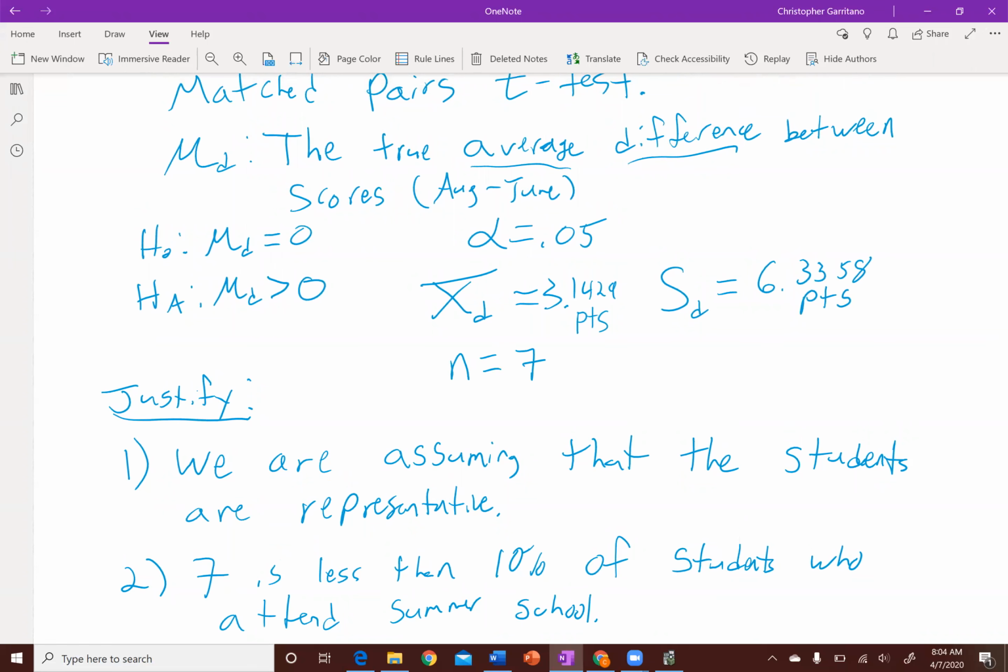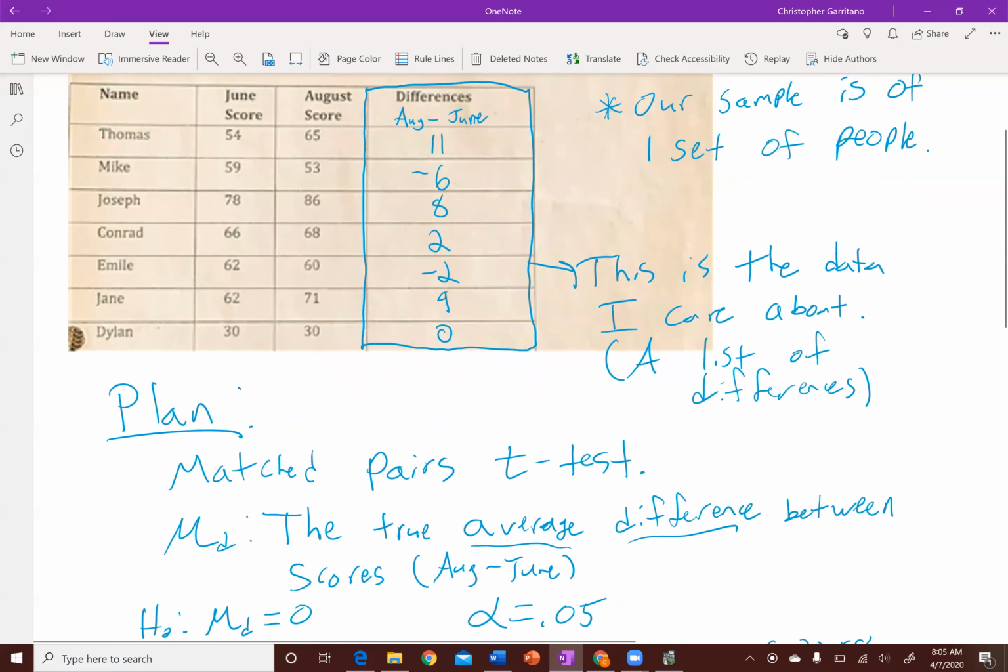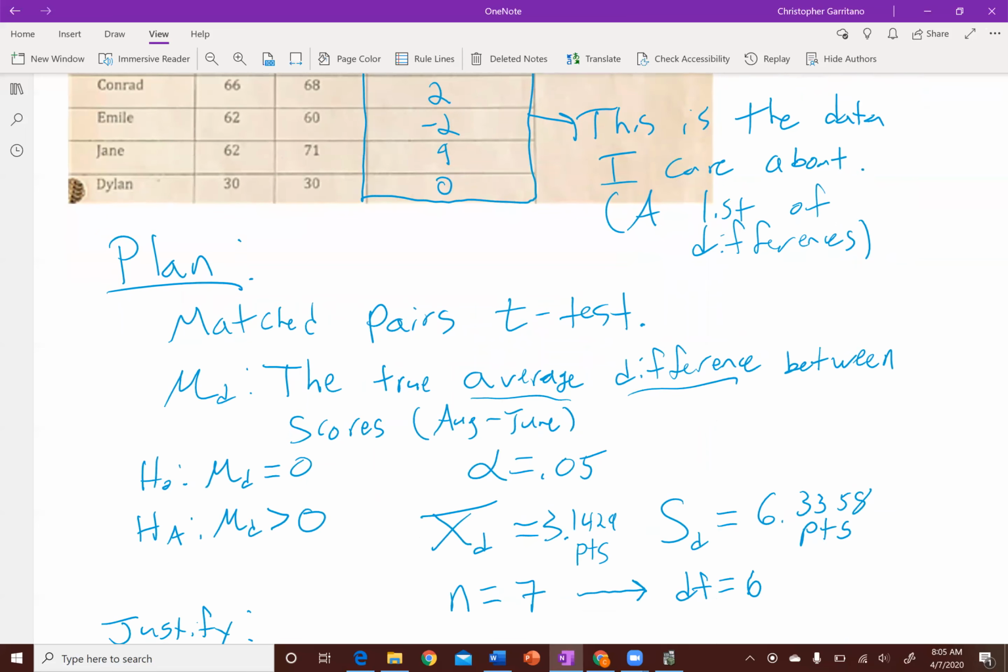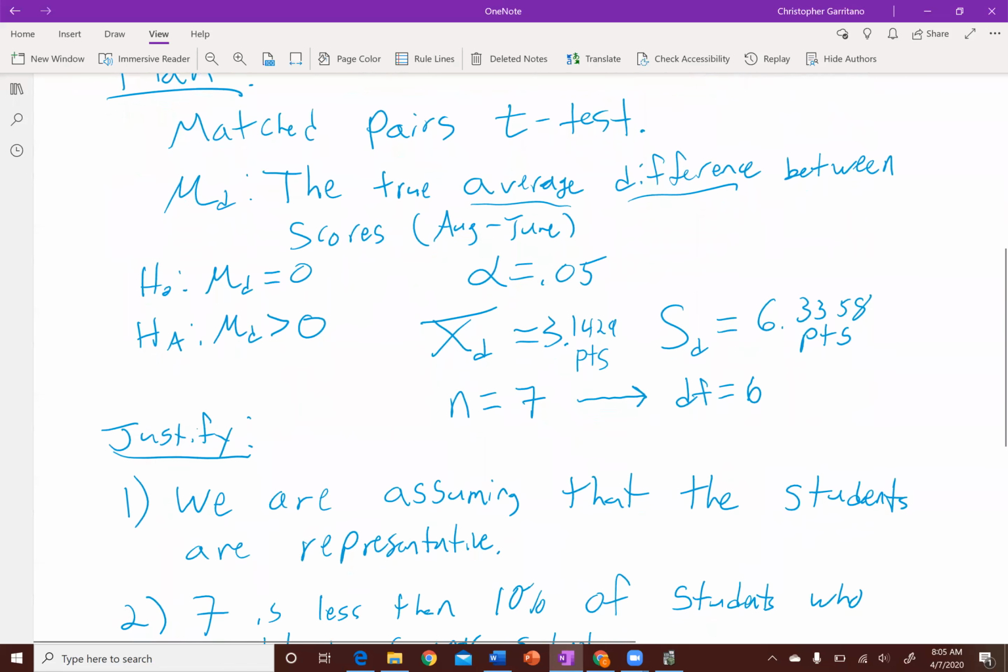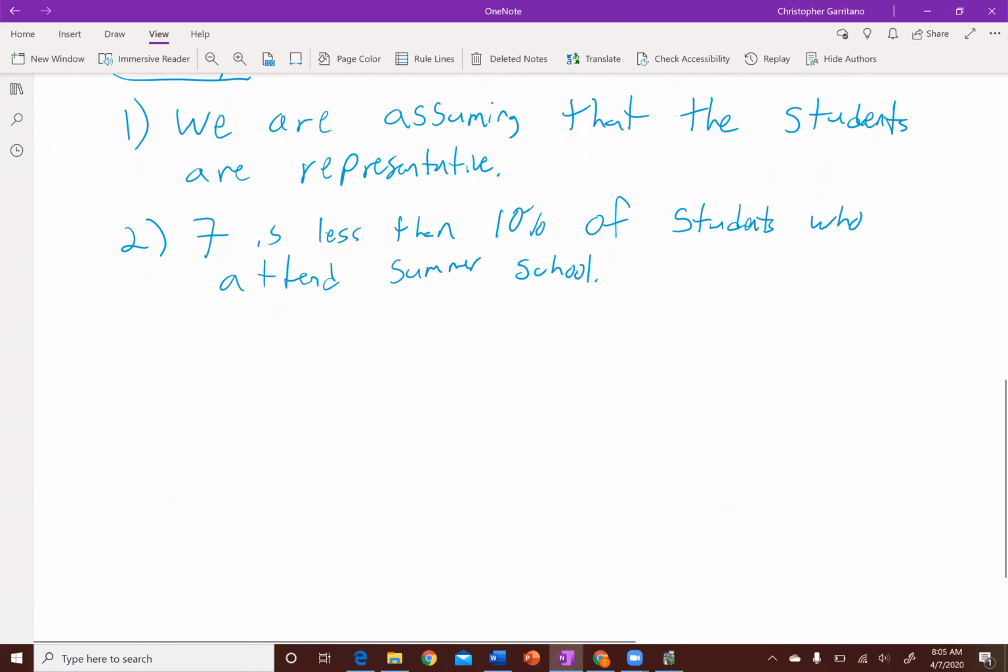And that means that our degrees of freedom, this will come in handy a little bit later, is just going to be 6. So like I said earlier, once we just get our single list of differences, this is treated just like a one sample t-test. And so our degrees of freedom is just n minus 1. Okay, back to the justification.